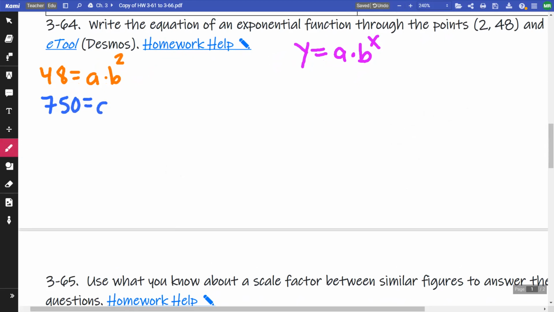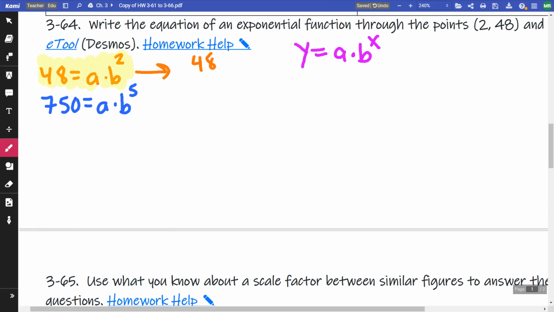750 is equal to a times b to the fifth. Now, I cannot use elimination. I cannot use equal values. I'm going to use substitution, but what I need to do is solve one of them in terms of either a or b. What I would highly recommend is the one that has the smallest exponent, which is this equation here, because it's a second as opposed to a fifth. Solve this for a. I think it's much easier to solve this for a.